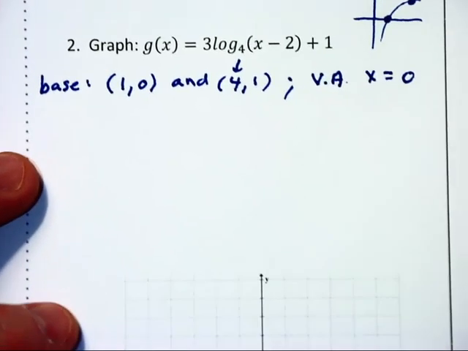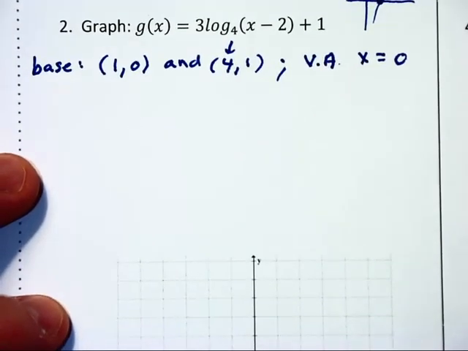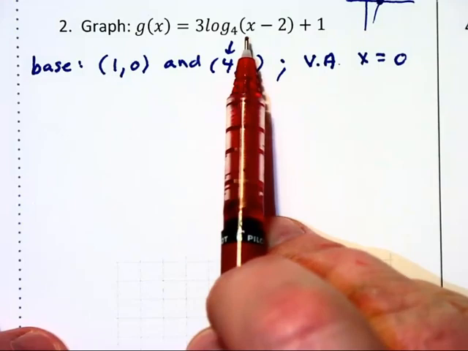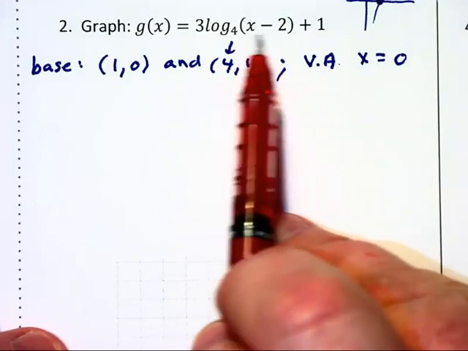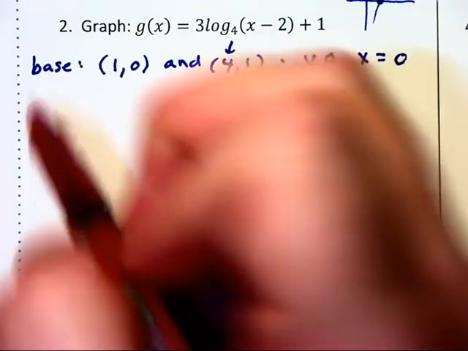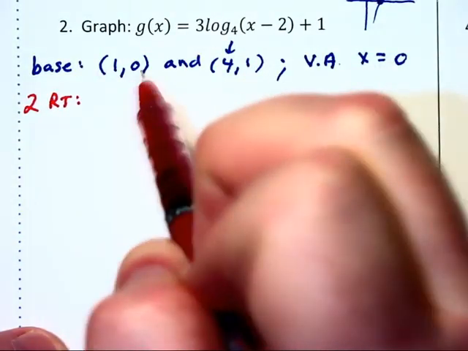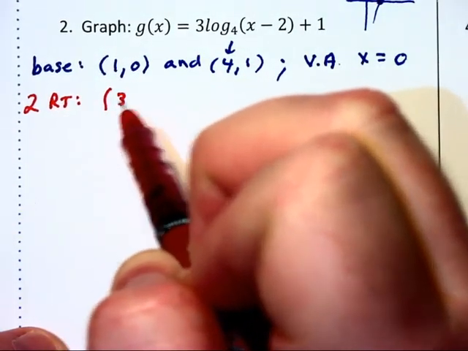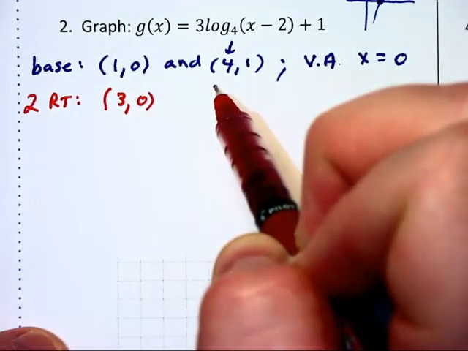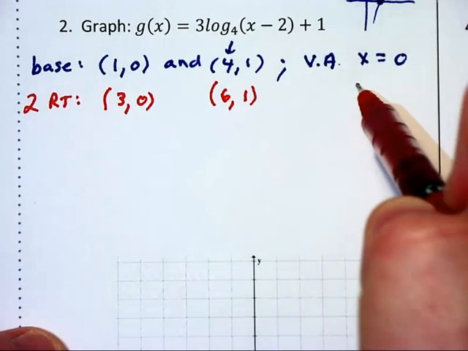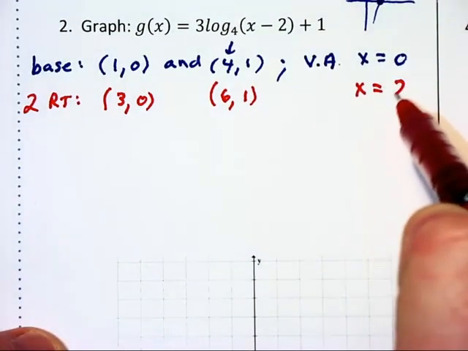So let's now apply the various transformations in a particular order. The first thing, if you were to substitute a value in for x, we would be subtracting 2, and that means move this graph 2 to the right. So 2 to the right tells us the 1, 0 is going to move to a 3, 0. The 4, 1 is going to move to a 6, 1, and the vertical asymptote is now going to be the equation x equals 2.